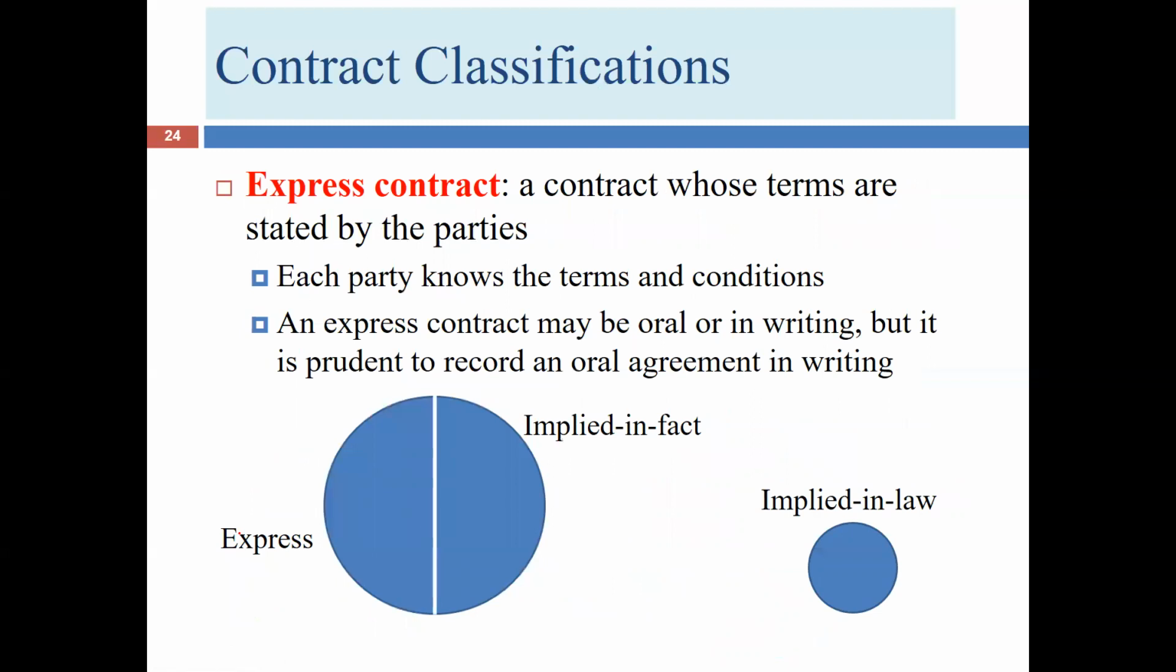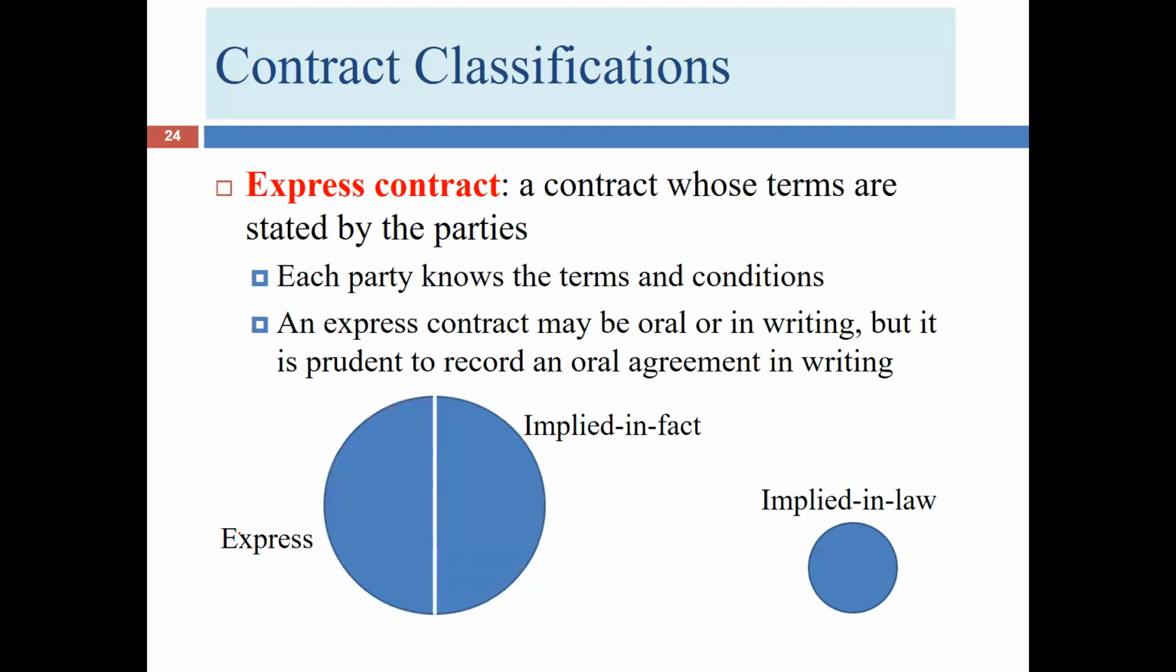Well, certainly written contracts would be express contracts, but you know what? It's not restricted to written contracts. Oral contracts, where the actual terms are stated out loud or pointed to, or it doesn't have to be words, but some way that it is unambiguous what is meant, that is an express contract. The parties know exactly the terms and the conditions. It is expressed. Now, as I said, an oral contract can be an express contract.